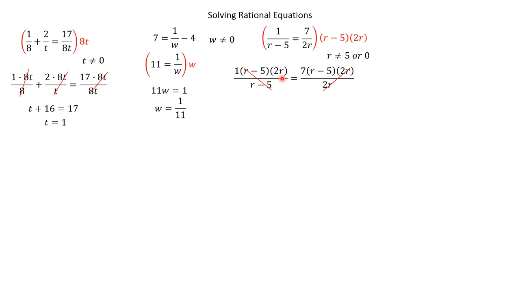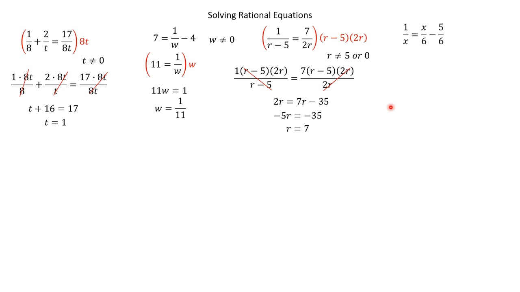So 1 times 2r is just 2r. And here we can distribute this to be 7r minus 35. Now it's a linear equation again. We can subtract the 7r to get negative 5r equals negative 35, and then divide by negative 5 to get r equals 7. Is r allowed to equal 7? Yes, because 7 is not 5 or 0. So r equals 7. So are we noticing that once we multiply by the common denominator, it becomes a really easy problem to deal with?